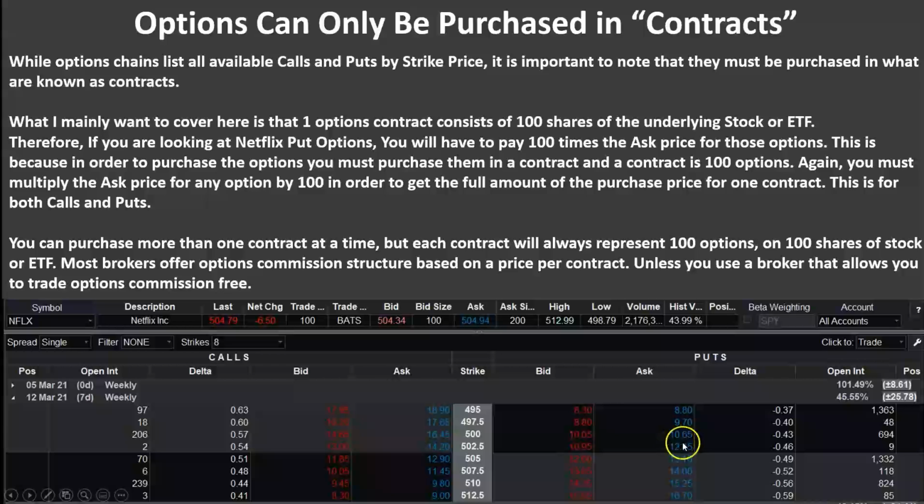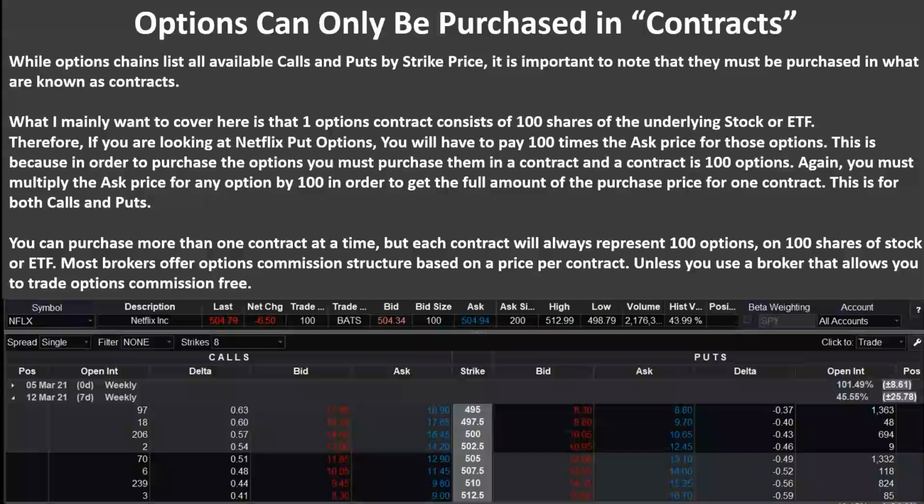You can buy it at $10.65. It's just that you have to buy 100 share round lots. So you can buy one contract, two contracts, three contracts, four contracts, but it's going to be $1,065. Then it's going to be 2 times that for 2 contracts, 3 times that for 3 contracts. That's just how it works. It's the same thing if you were to buy calls. With all options, it works that way. You can purchase more than one contract at a time, but each contract will always represent 100 options.